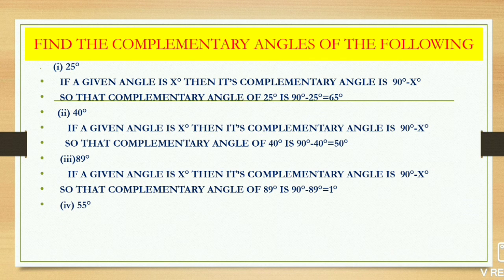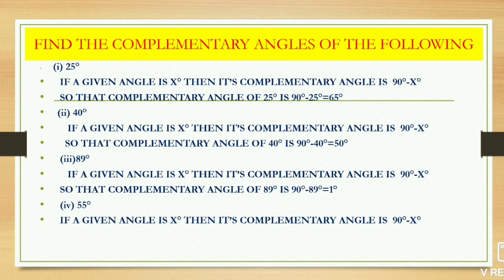So children, like this you have to do for any type of angle. Okay. Now if a given angle is x degree, then its complementary angle is 90 minus x degree. That is simply, you get the complementary angle of 55 is 90 minus 55, which is equal to 35. See children, all the results are acute angles. Acute angle means the measure of an angle is in between 0 and 90 degrees. Just observe this point. In complementary angles, both the angles must be what? Acute angles.